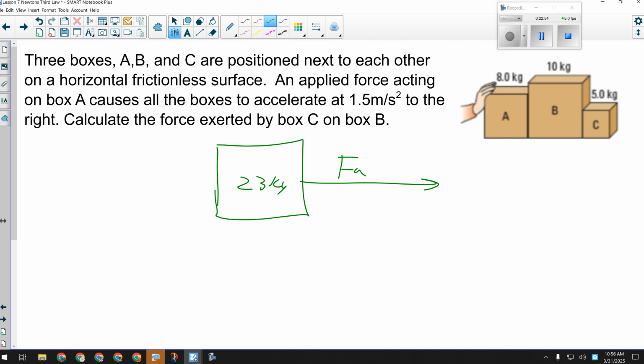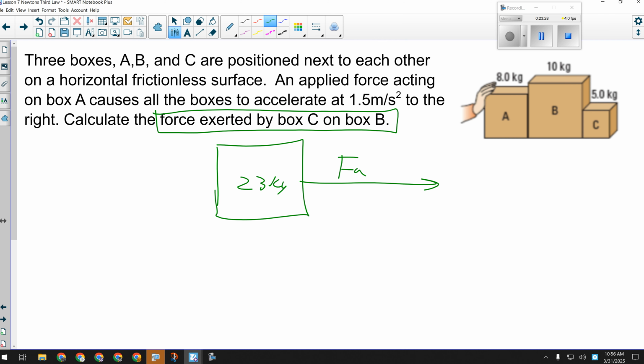What does box B do? It pushes on box C, but it also pushes on box A. That's the reactive force. So there's a whole bunch of action-reaction pairs. It definitely pushes on box C, and that's really important for this question. So what I have to do here is split this up so that I can look at the forces acting on all 3 boxes and see if there's a way for me to get to this force.